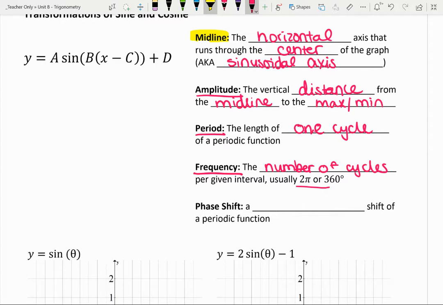Then our last term here is a phase shift, and that's just a fancy term for a horizontal or left or right shift of a periodic function. So just like we can shift other function families left or right, we can shift sinusoidal graphs, periodic functions, left and right and up and down as well. And that's a little bit of what we're going to be doing today.